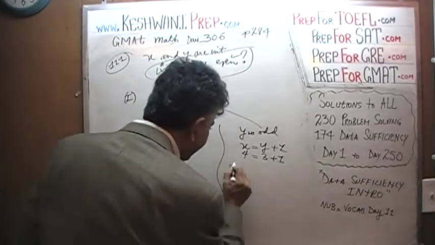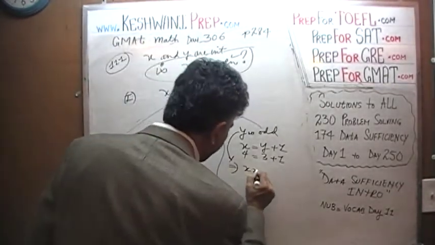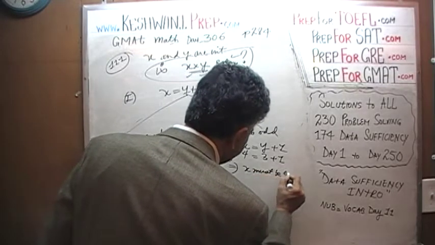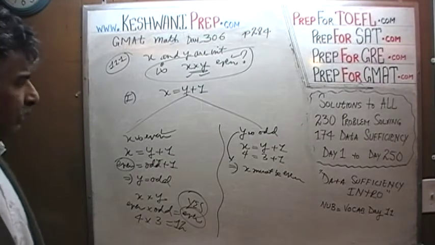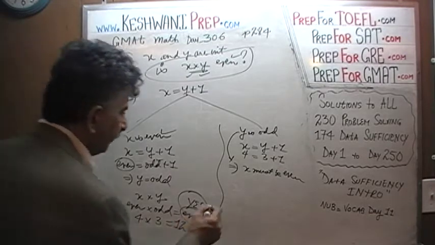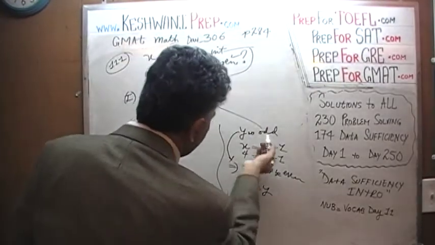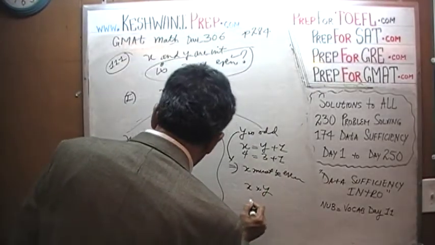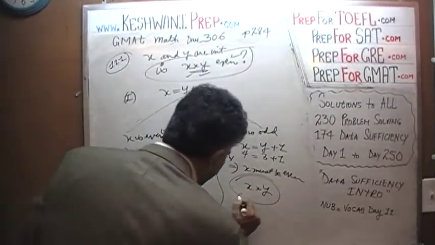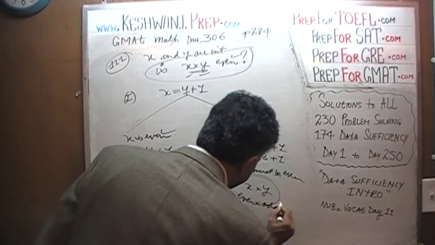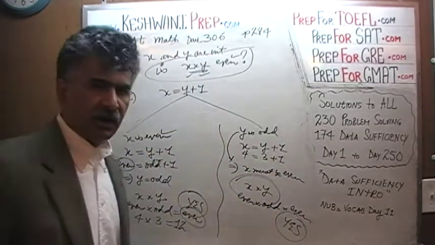So that implies that if y is odd, then x must be even. And we have the exact same situation as before. The product is going to be even, because x times y is even times r, the same exact thing. Even times r is going to be even. The answer is yes, their product is even.